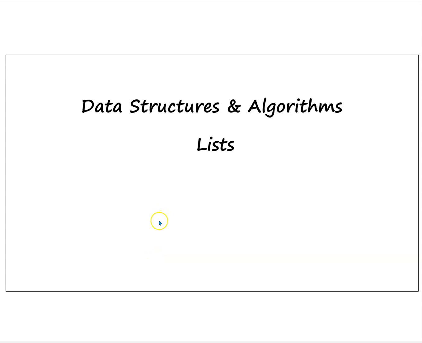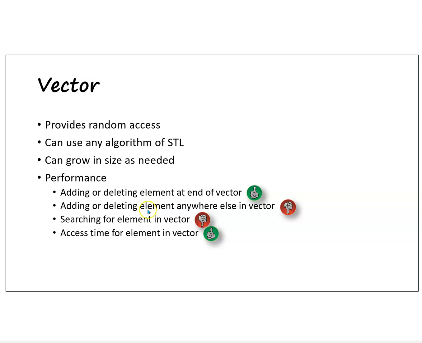In this video, we're going to talk about lists inside of STL. So the first type of list we encounter is a vector. It provides random access to any of the elements. It can grow in size as needed. It can use any algorithm of the standard template library.